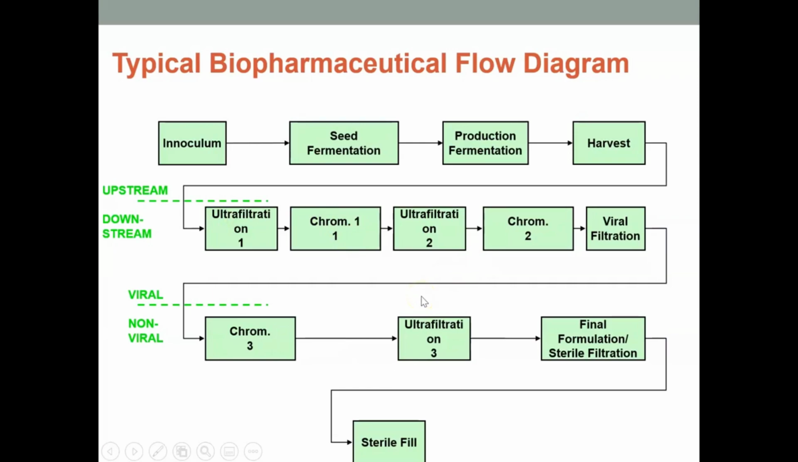The downstream side then, the purpose of the downstream really is to meet your purity and your quality requirements. And it's usually divided in 3 main steps. So you have cell disruption, if it needs to come out of the cell. You've got your purification and then your polishing. And then at the very bottom here, you've got your sterile fill.